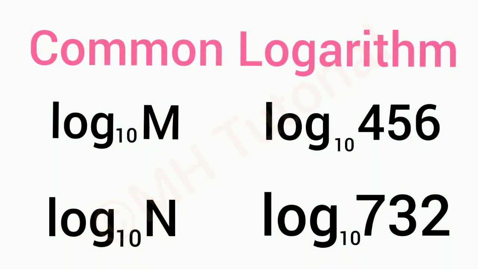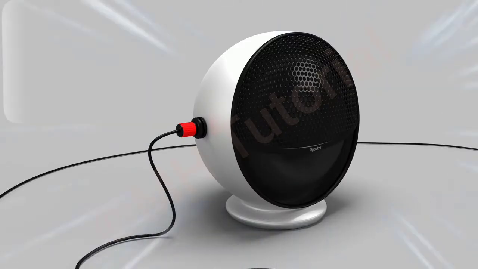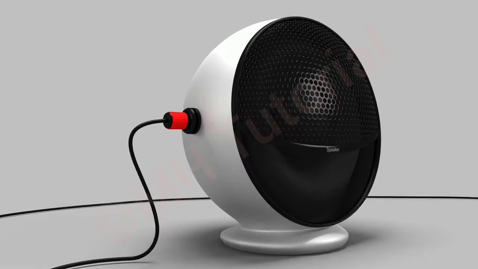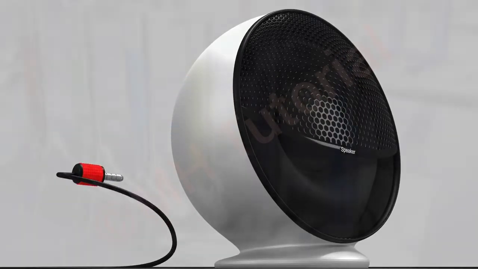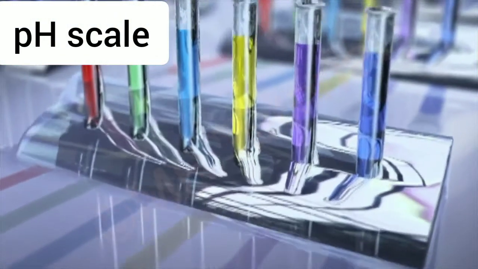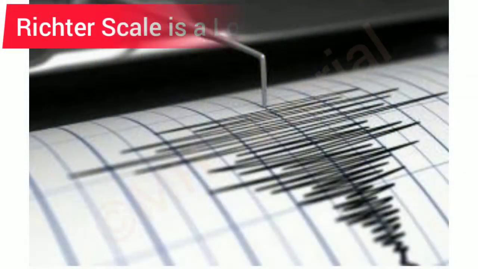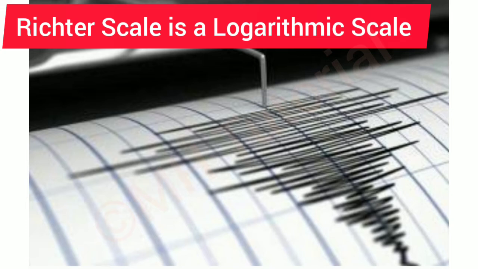Common logarithm. When the base of the logarithm is 10, it is called the common logarithm or standard logarithm. The unit of decibel or bel used to determine the intensity of sound is in fact a common logarithm number. The pH number used in determining acid-alkali levels of a solution is actually a dimensionless number. The common logarithm of the concentration of ions in a solution is the pH number. Also, the Richter scale used in measuring the intensity of an earthquake is a common logarithmic number.